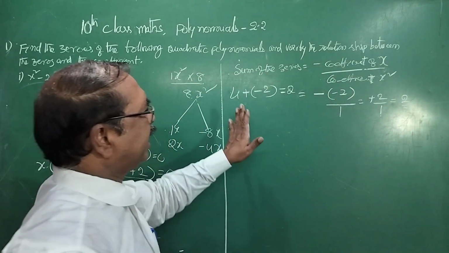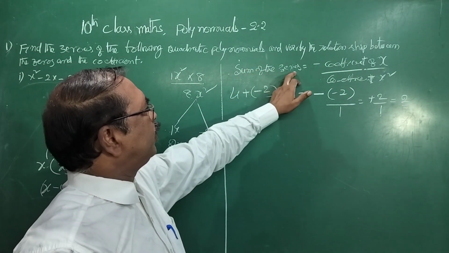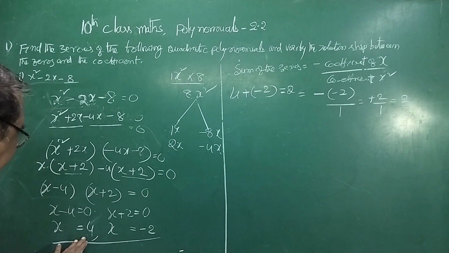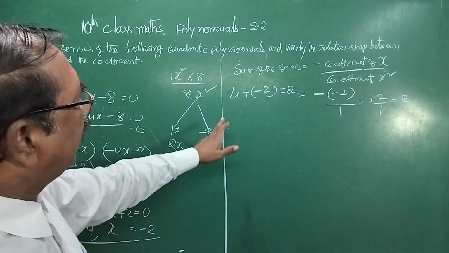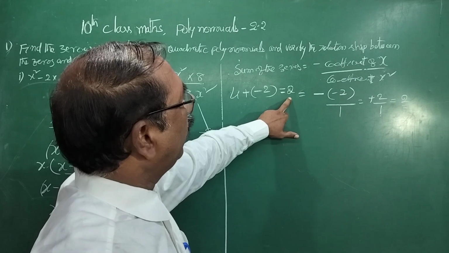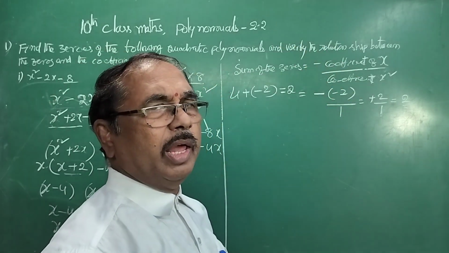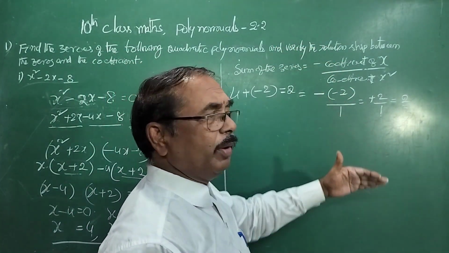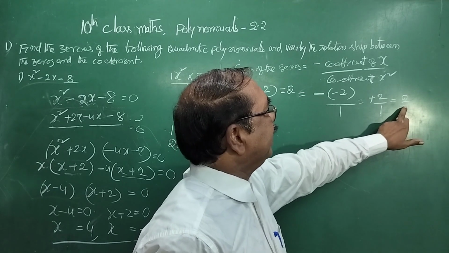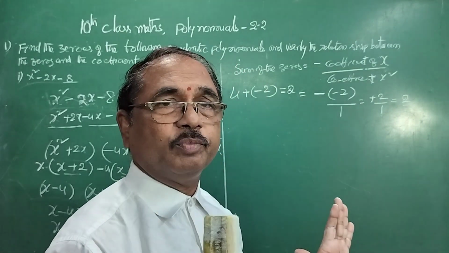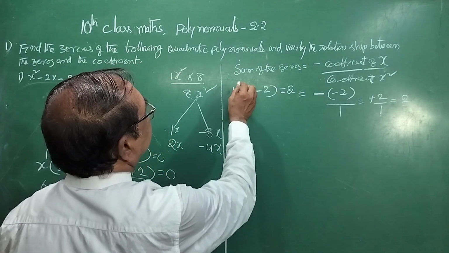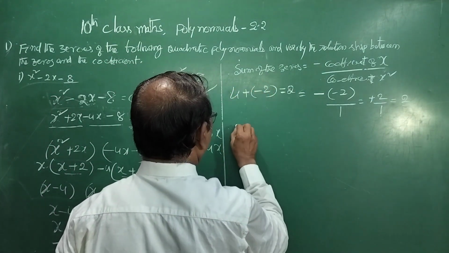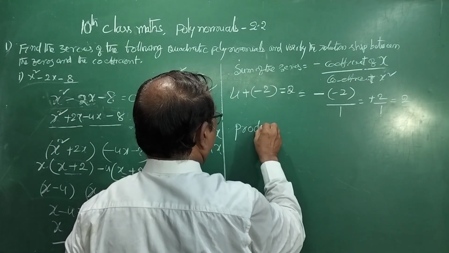Yes. Is the relation correct or not? The sum of the zeros we found, x is equal to 4 and x is equal to minus 2, and as per the coefficient formula also, we got the same answer. That is the relation. Yes, the sum of the zeros we found. Now let us find the product of the zeros.